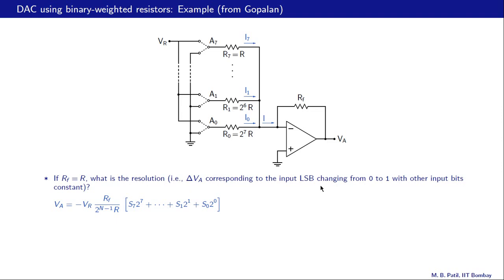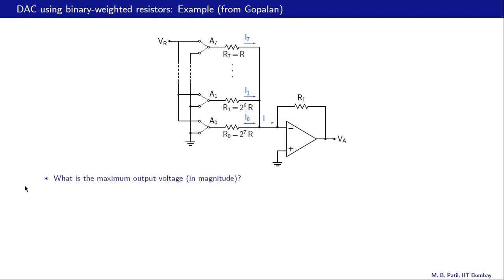Okay, we can now calculate the resolution. So the resolution, which is delta VA when this bracket changes by 1, is given by this factor here, which is reproduced here, and that is 5 volts, that is VR, 2 raised to 8 minus 1, this number here, times RF by R, and RF and R are assumed to be equal, so therefore this turns out to be 0.0391 volts or 39.1 millivolts.